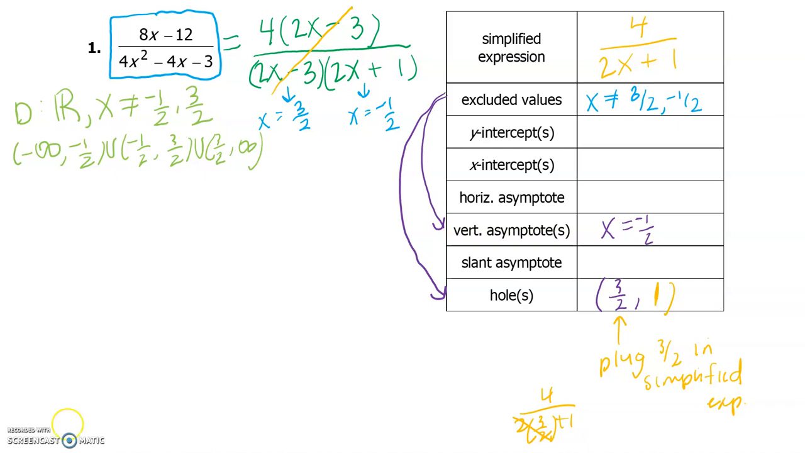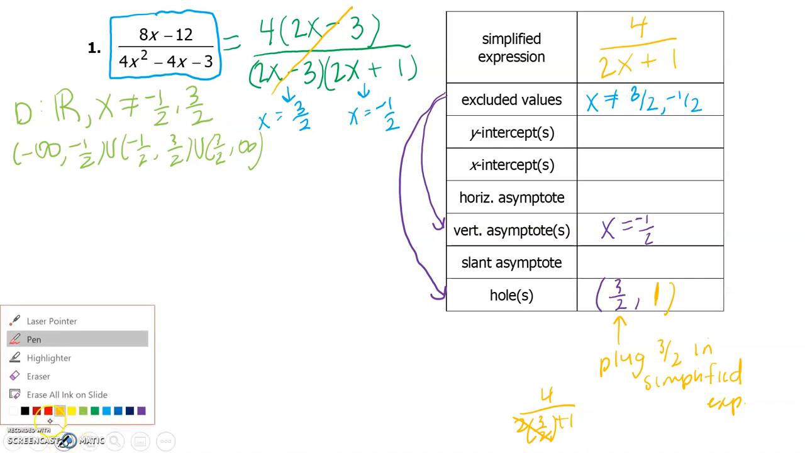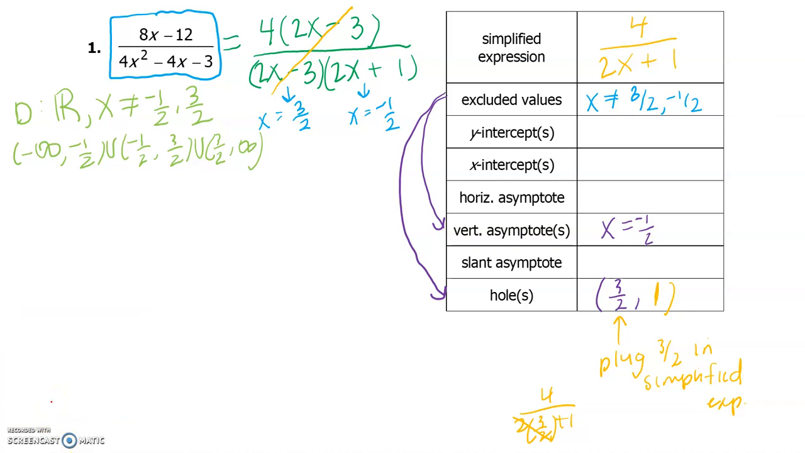Other things that are pretty easy to look at. So y-intercepts, we know that we're going to plug in 0 for x. Plugging in 0 for x, we notice that all these x terms are going to go away, and that y-intercept is going to become that negative 12 over negative 3. Negative 12 over negative 3 is going to give me positive 4. So the y-intercept is over 0, up by 4.